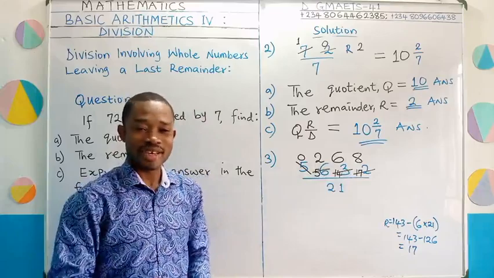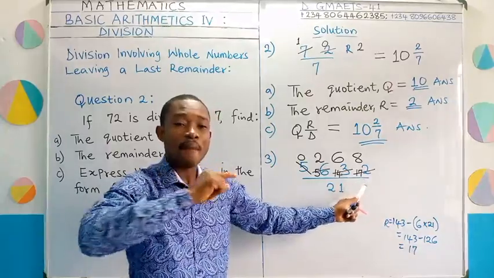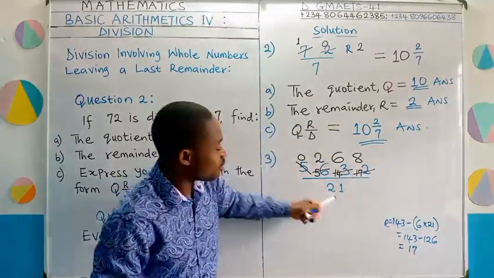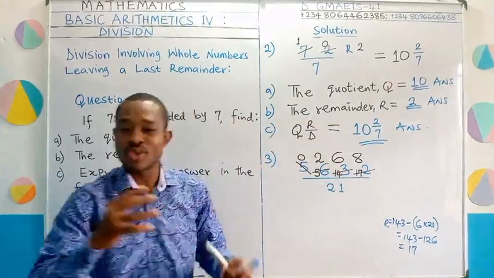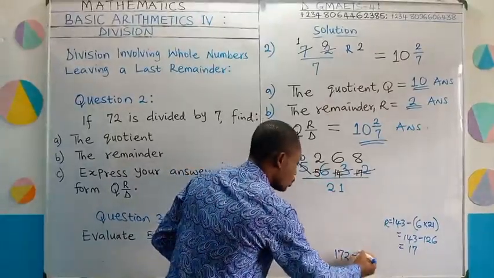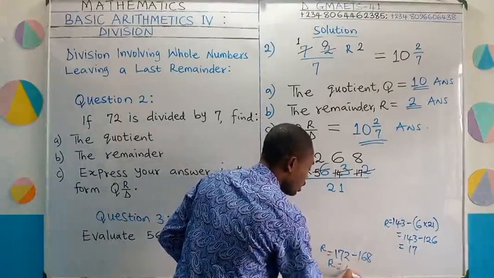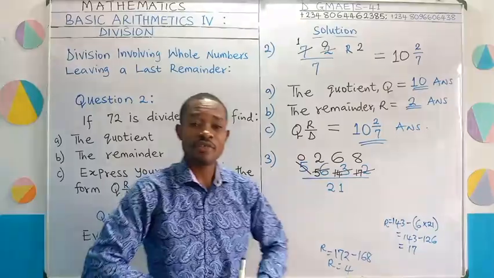And how do we get to our remainder? The remainder will be what I divided, which is 172 minus 8 times 21. And 8 times 21 is 168. So I'll quickly do 172 minus 168 to get my remainder. And of course, the remainder will be 4.